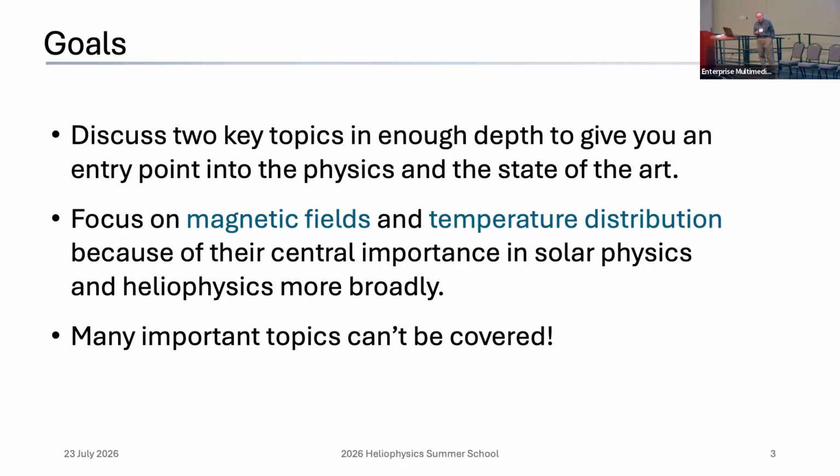So I'll focus on magnetic fields and the distribution of temperature, mainly in the coronal plasma, because you're going to run across that, at least in solar physics, all the time. In terms of magnetic fields, of course, you've heard a lot in terms of also magnetospheric plasma and other, but I won't be focusing on that.